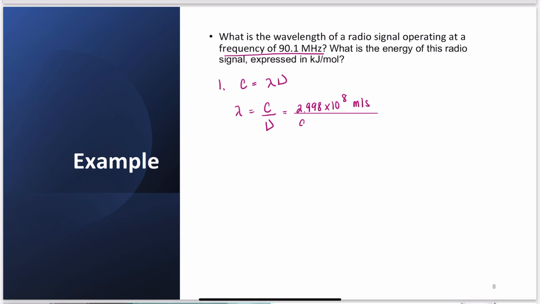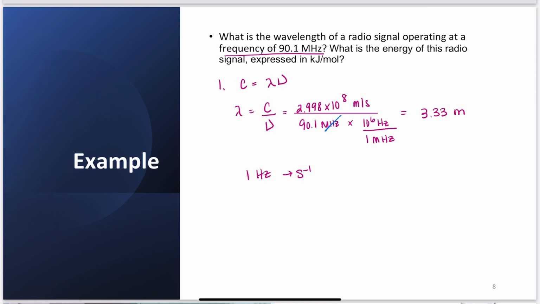This is divided by my frequency. Notice I have 90.1, but it's megahertz. So I need to convert that to hertz. So mega is 10 to the 6th. So 10 to the 6th hertz for every 1 megahertz. Can't forget our conversions there. Remember what a hertz is: 1 hertz is 1 cycle per second. So seconds to the -1. So this simplifies my units. I'll show the calculation and I'll show the units in a sec. This gives me 3.3 meters as my answer here.